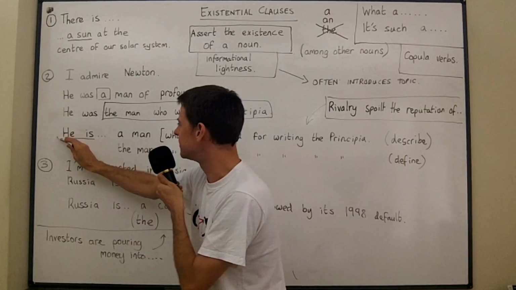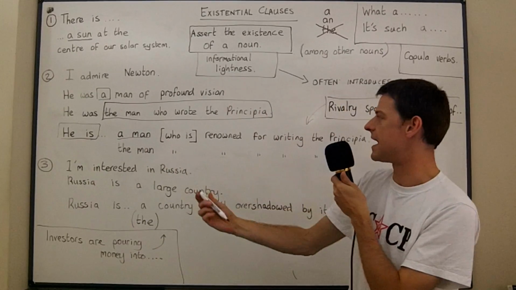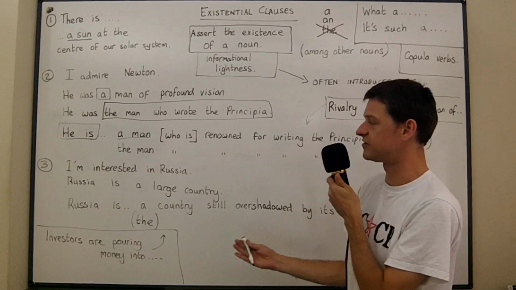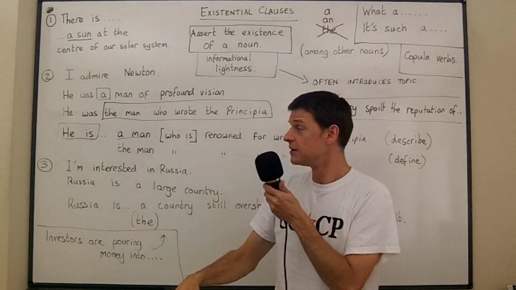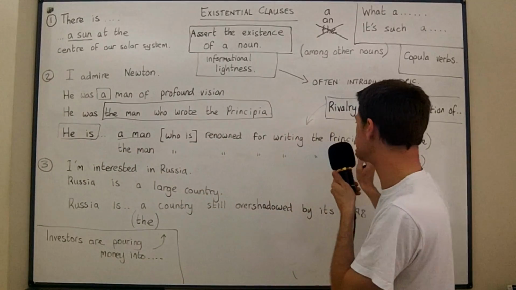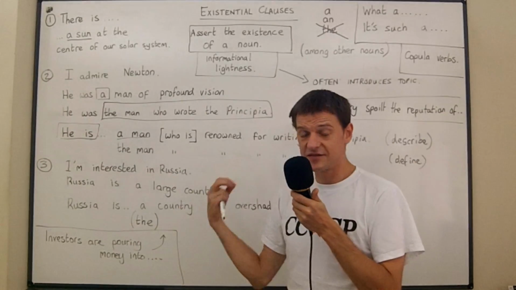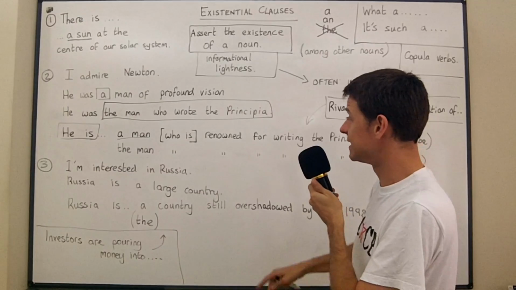Now, after he is, we could use an existential clause. He is a man who is renowned for writing the Principia, even though there's only one. Still, after this, he is a man who is renowned for writing the Principia. This would be part of a description. This sounds informationally light.